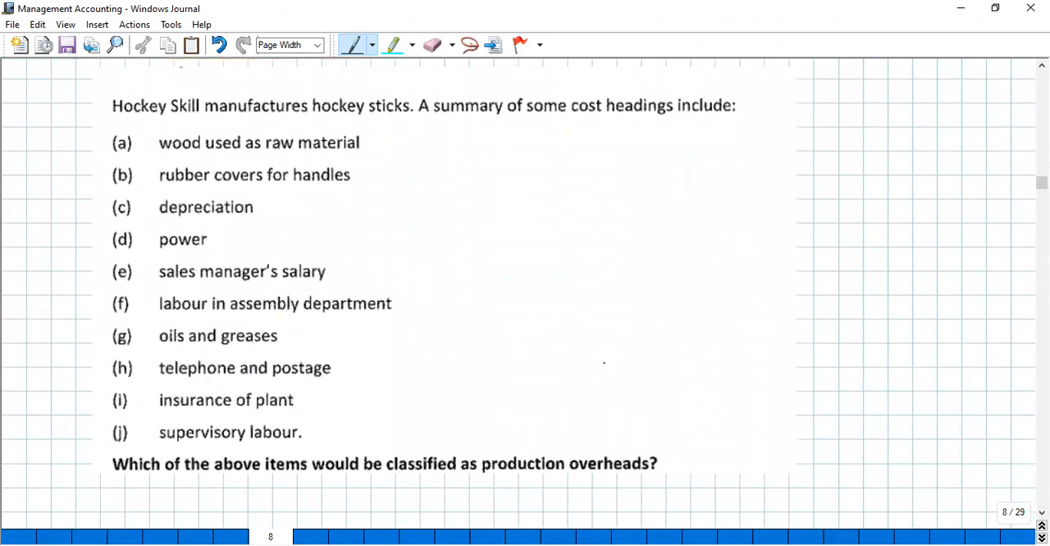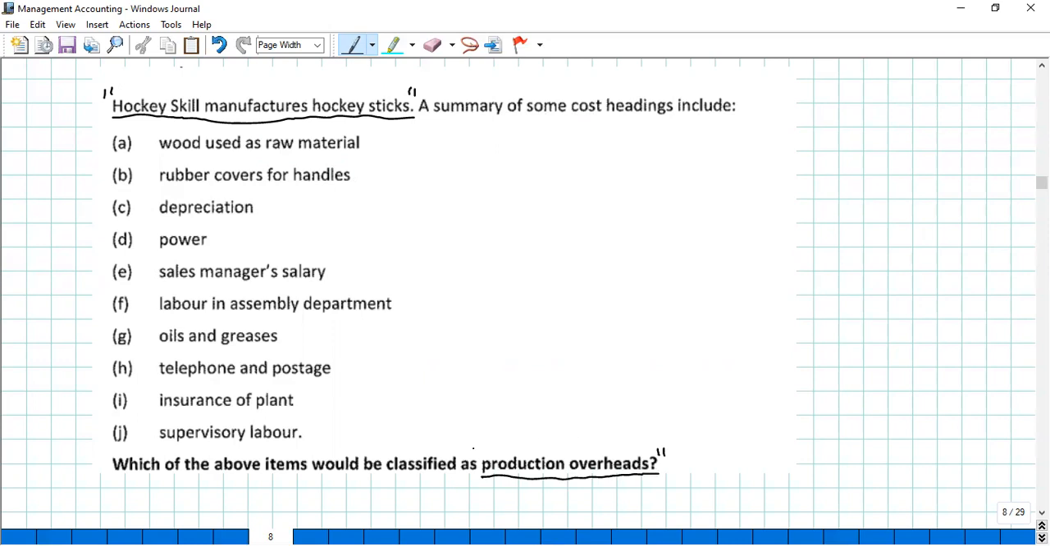Now let's discuss an example of production overheads. There are some costs listed down here, and you have to tell which of these costs are production overheads. Now let's start. Hockey stick manufacturers manufacture hockey sticks. So there's an organization that is producing hockey sticks. A summary of some cost headings includes some costs that are related to this process. They are listed down. You have to tell which of the following costs are production overhead.